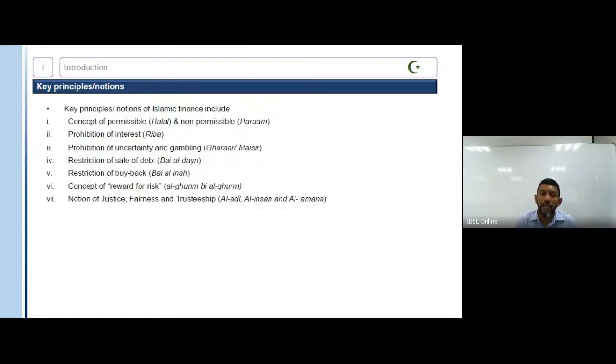So we can take rewards because we have risks in the underlying transaction.